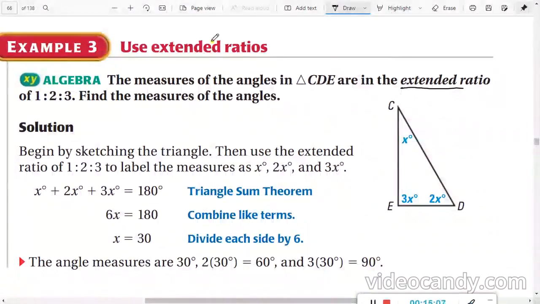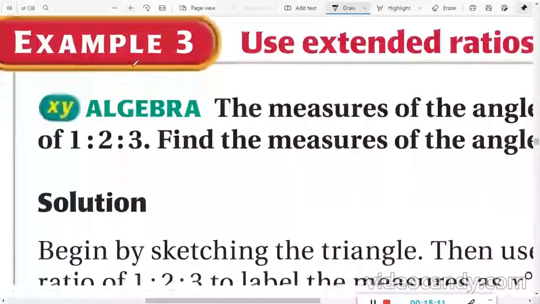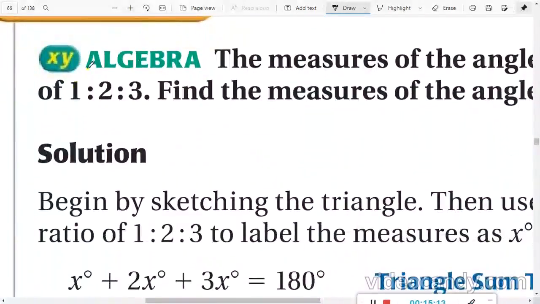Now, just like we said before, you can multiply each of these terms by x and it won't change the ratio. So we can make this ratio 1x to 2x to 3x. And it's still the same thing.